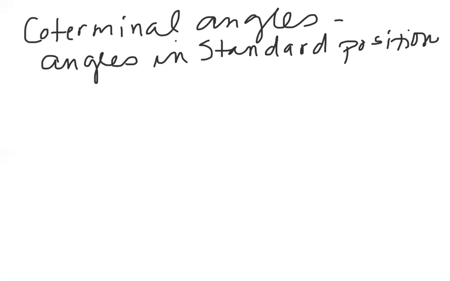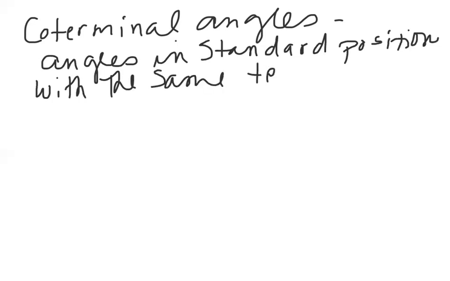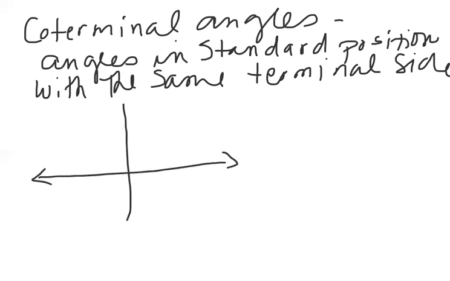So coterminal angles represent angles in standard position with the same terminal side. So what in the world is this also talking about? Okay, so let's look. So guys, here I am. I'm going to go ahead and go to the XY plane. I am going to use a different color here, and I'm going to sketch out an angle. And this time, it's going to be 120 degrees, okay? Notice I'm going counterclockwise, so that's a positive 120 degrees.